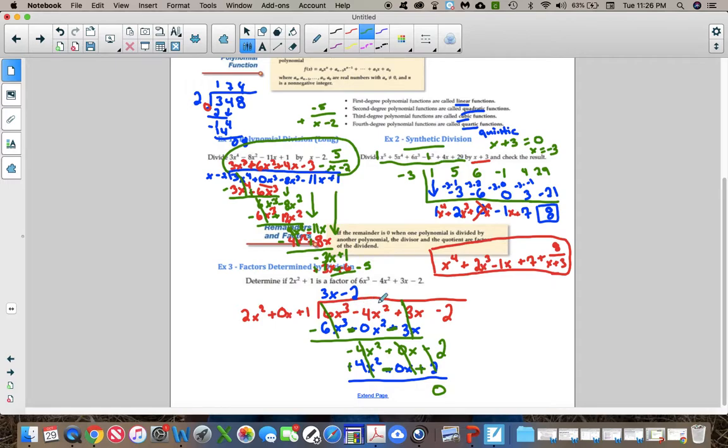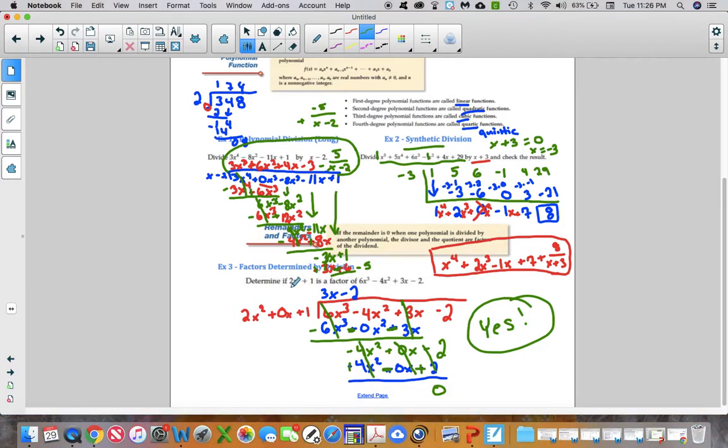Well, if he goes in there evenly, yes, he is a factor. So yes, he works out perfect. He is a factor. Okay, so that's what we were trying to determine. And again, we have to do that with long division because synthetic division only works if you have x plus or minus just a single number, right? No x squareds or any weird thing, okay?